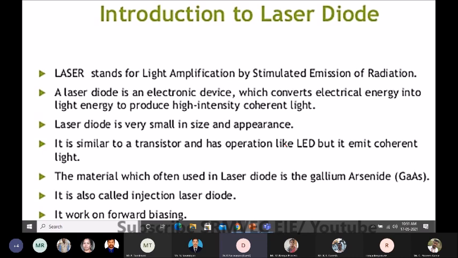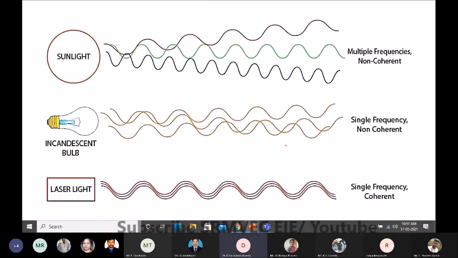So what is the difference between this laser diode and the other diode, which is going to display a visible ray? For example, sunlight has multiple frequencies and they are not coherent. Whereas the normal bulb has a single frequency, single color, but it is not coherent, that is, not concentrated. With laser light, we have a single frequency, that is a single wavelength, that is coherent, that is concentrated. That is the important feature.